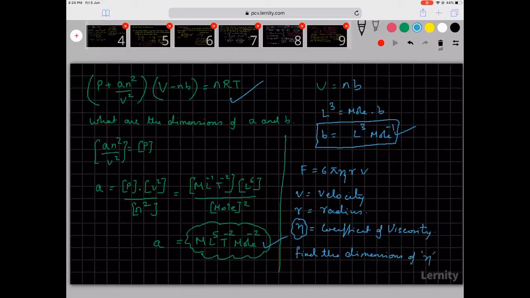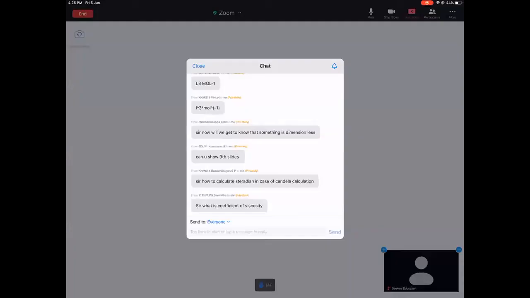Okay, eta is called the coefficient. I am not teaching you coefficient of viscosity or anything. I am only trying to tell you how to get the dimensions of something that you don't know from dimensions of something that you know. So here is a formula given. I am expecting you to find out the dimensions of eta from the dimensions of the given quantities. Force you know, radius you know, velocity you know, 6 pi is a constant, so it has no dimensions. So from here, get the dimensions of eta. We don't need to know what is coefficient of viscosity and all that.